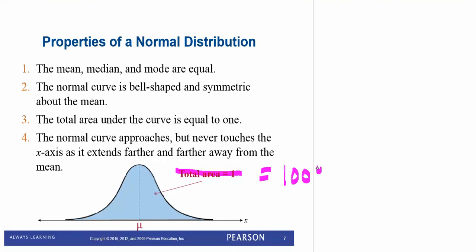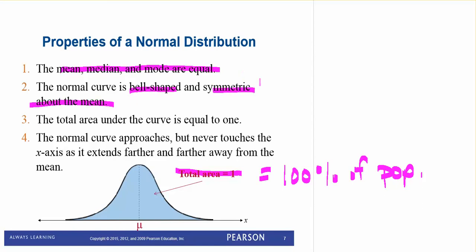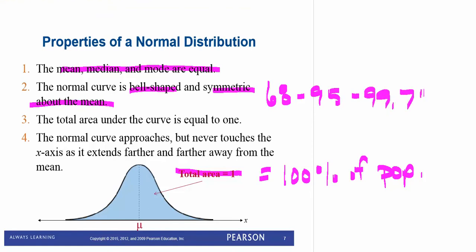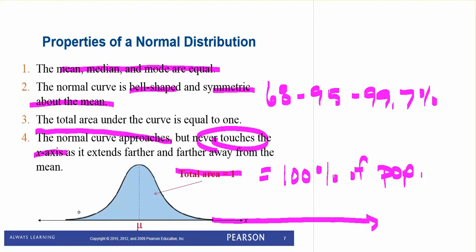That's to correlate with 100% of your population. The mean, median, and mode are all equal. It's bell-shaped and symmetric about the mean, so that means it follows that 68, 95, 99.7% rule. As the normal curve approaches the x-axis, it never ever touches it. So it technically continues forever, this way and this way. The problem is that eventually it essentially is the x-axis, even though it technically can't touch it.